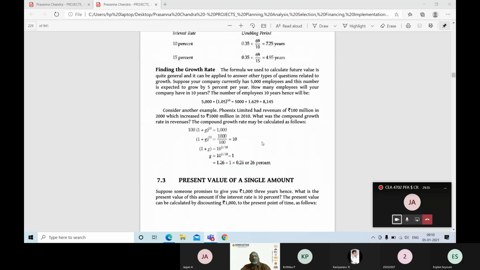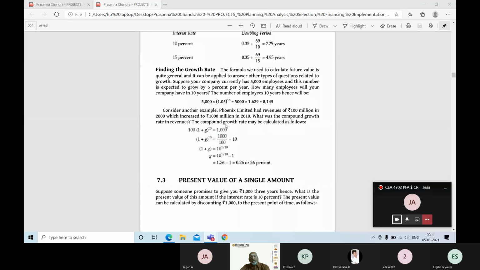Finding the growth rate is also here. Here is an example: you are investing 5,000 at a 5% interest rate for 10 years. Then 5,000 into 1.05 to the power 10, which is equal to 5,000 into 1.629. We also have to refer to the factor from the table. So the answer is 8,145. Consider another example.